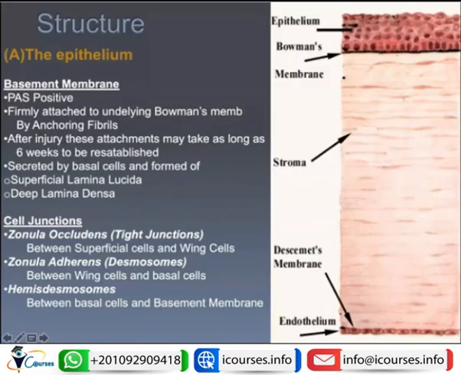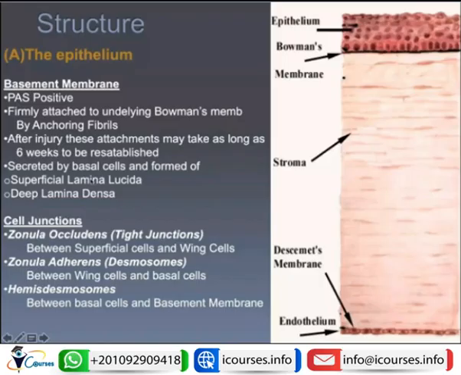After the epithelium, we have the basement membrane. The basement membrane takes the periodic acid Schiff stain, so it is periodic acid Schiff positive, and it is firmly attached to the Bowman's membrane by anchoring fibrils. There are no specific cell junctions, just anchoring fibrils that attach the basement membrane to the Bowman's membrane. It takes about 6 weeks for this attachment to be regenerated if it is traumatized.